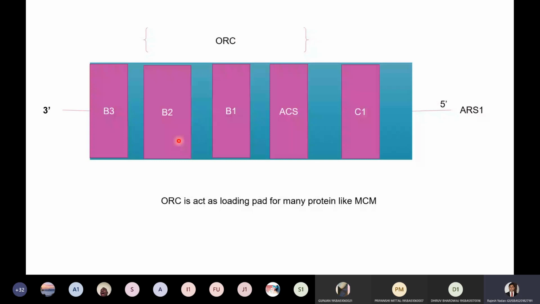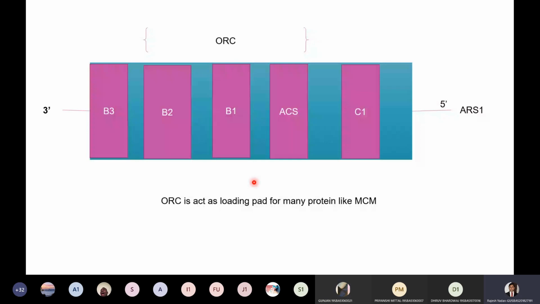So we are not discussing the function here. We are just displaying the structure of the ARS, and if required, I will explain some important points, but this is not relevant here. You just have to learn this. The origin recognition complex consists of these domains, B1, B2, B3 and ACS. This portion is the key ORC region, so all the initiator proteins that come will bind to this particular region.